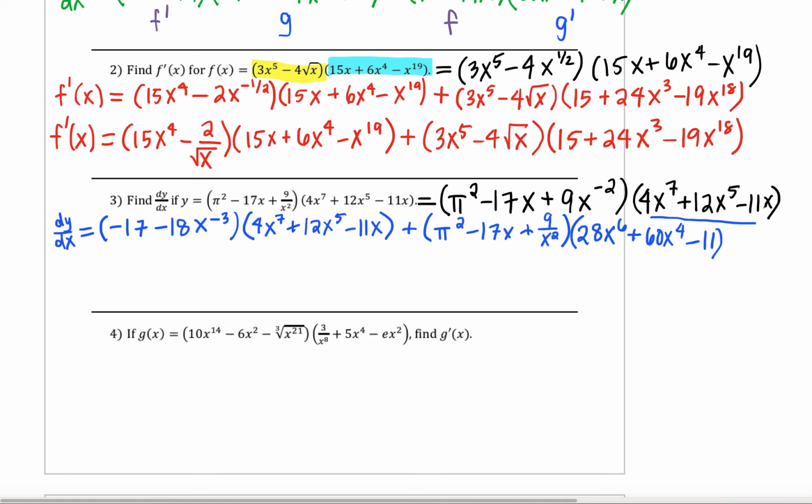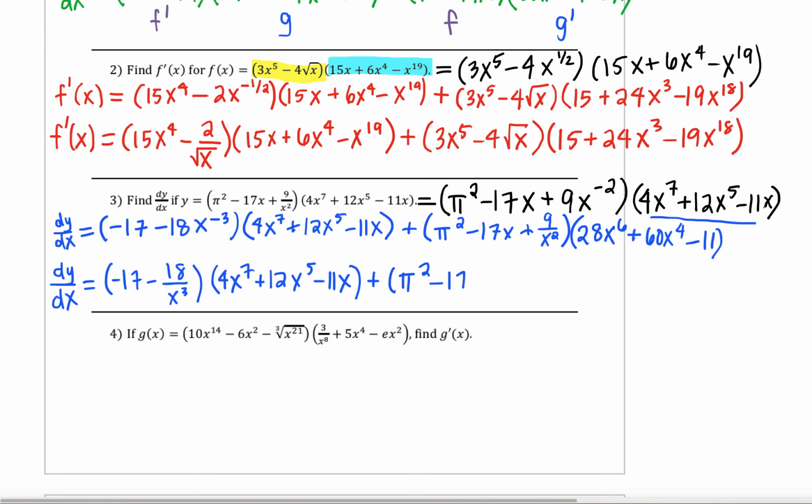I'm going to just go ahead and clean up our final answer just by getting rid of this negative exponent and rewriting this. So this is still my derivative, this is still dy over dx. I'm just doing a little bit of algebraic simplification here. So we're going to end up with negative 17 minus 18 over x to the third times 4x to the 7th plus 12x to the 5th minus 11x plus our pi squared minus 17x plus 9 over x squared times our derivative of our second function.